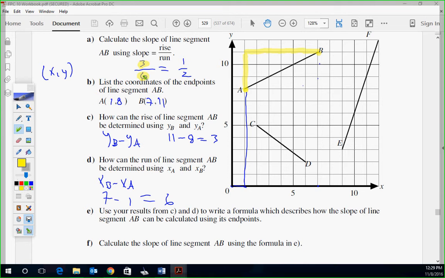Okay. Is everybody good? Okay. So then it says, use your results from C and D to write the formula which we just figured out. So what you guys just did, we just built a formula and you didn't even know it. It's a slope formula.